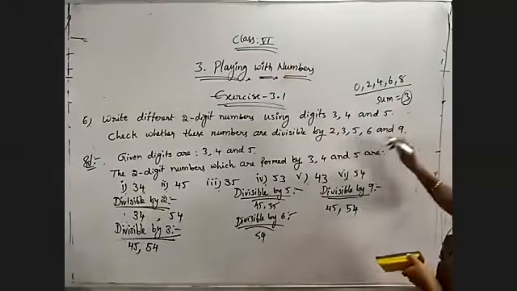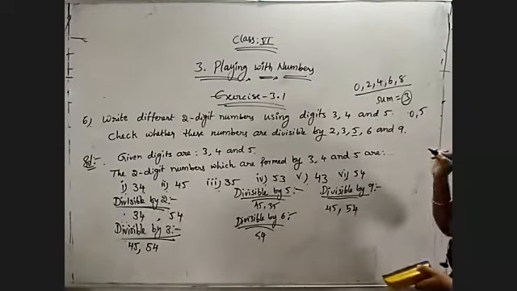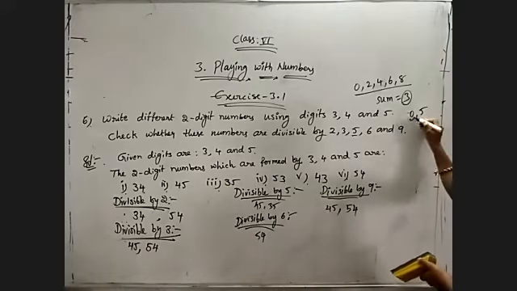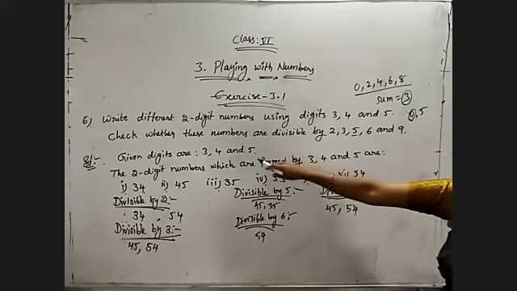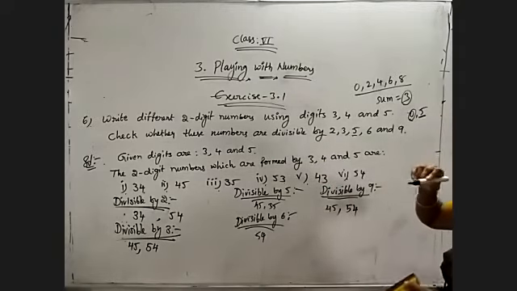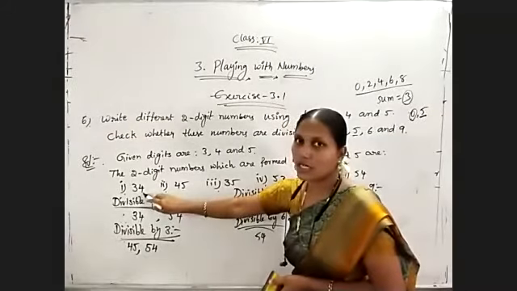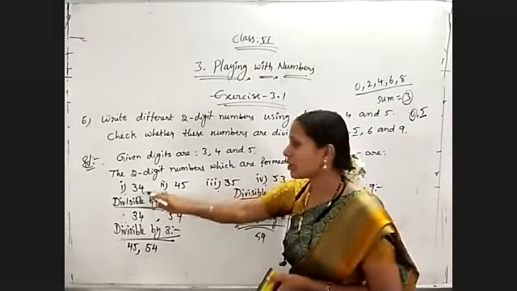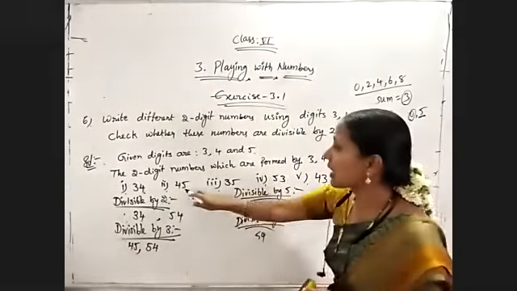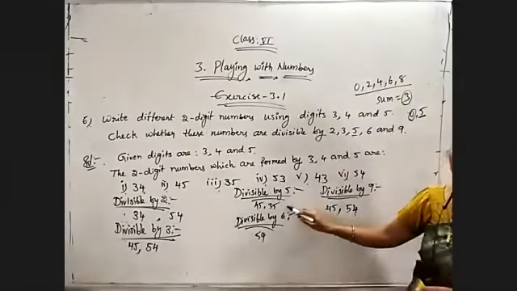Coming to 5. If the number is having 0 or 5 in its unit place, then only it is divisible by 5. Otherwise, it is not divisible by 5. So 0 we should not have because given digits are only 3, 4, 5. So which are having 5, those are divisible by 5. 34 having 4 in its unit place. So it is not divisible by 5. 45, 35. These two numbers are having 5 in their unit place. So only those two numbers are divisible by 5.